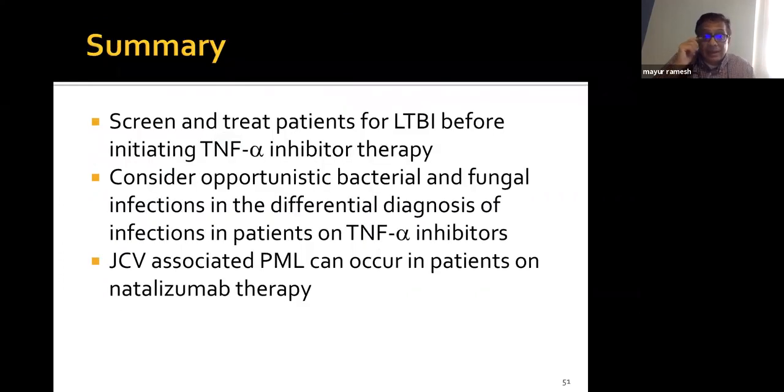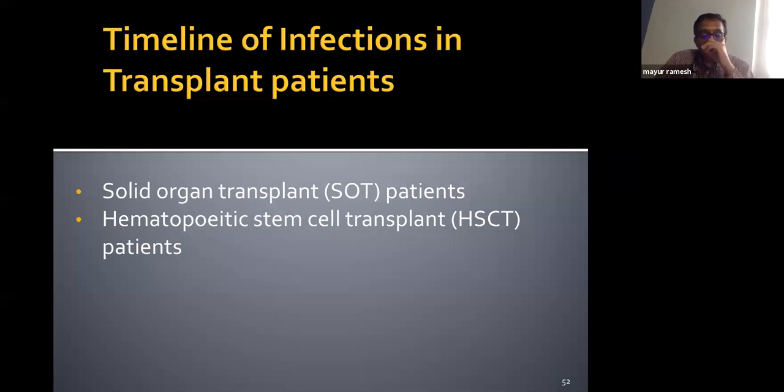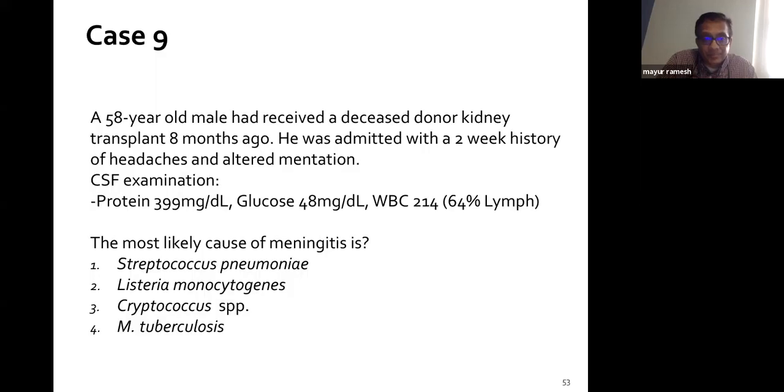So in summary, we're going to screen and treat patients for latent TB infection before initiating TNF-alpha inhibitor therapy. This summary is only for TNF-alpha therapy. Consider opportunistic bacterial and fungal infections in the differential diagnosis of infections in patients on TNF-alpha inhibitors. And obviously, JC virus associated PML can occur in patients on natalizumab therapy. So now moving on to the timeline of infections in transplant, obviously solid organ and hematopoietic stem cell transplant.